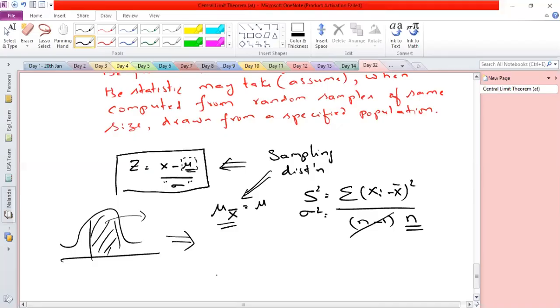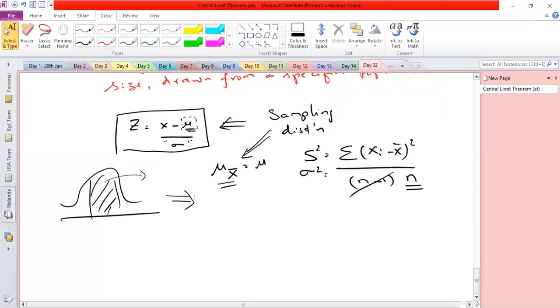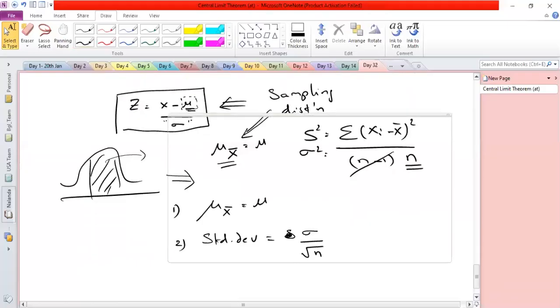Now there are two more terms I would like to define here. Now, the first condition is this: mu of x bar should be mu. Second condition, the standard deviation is nothing but sigma by square root n.